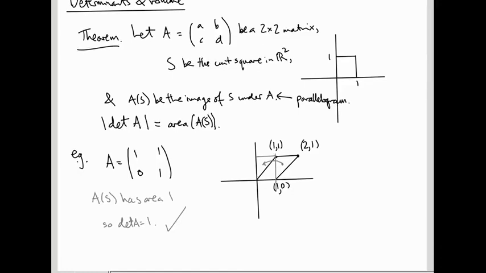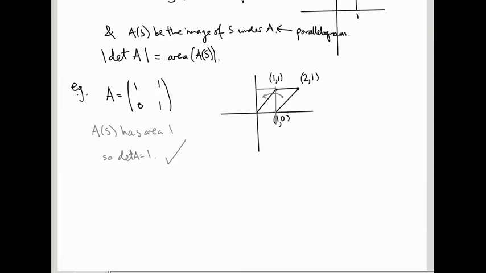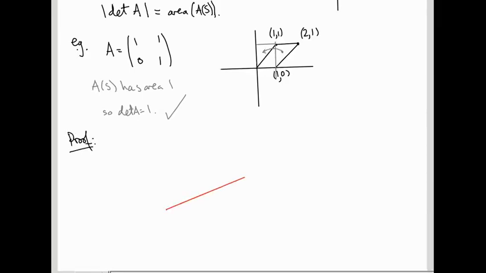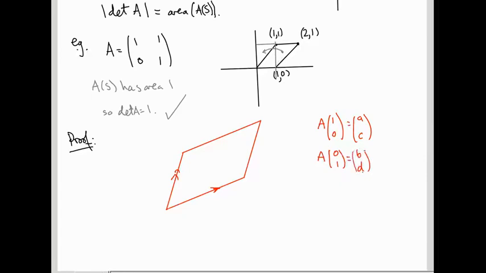So let's prove this theorem. The proof is going to be a proof by dissection, just as we computed the area in this example. So here's my parallelogram. There's one edge, there's another edge. Just to make sure they're parallel, I'm going to do it like this. Okay, what are these edges? This edge here is A applied to 1, 0, which is just the first column of A, which is A, C. This edge over here is A applied to 0, 1, which is B, D, the second column of A.